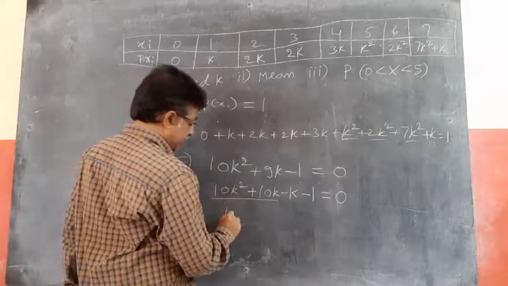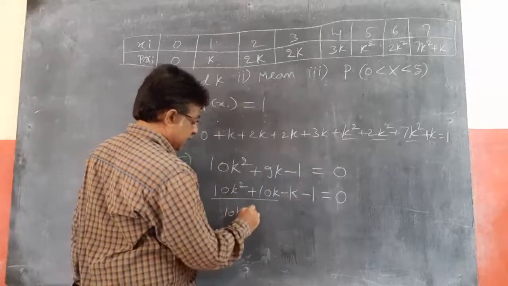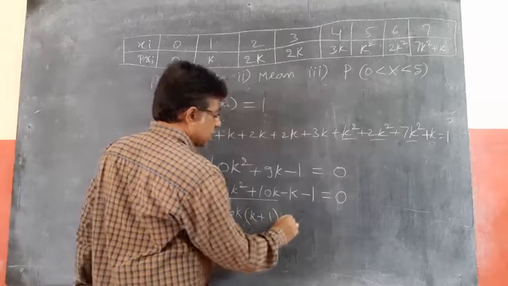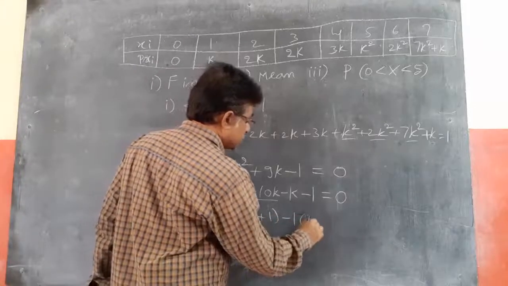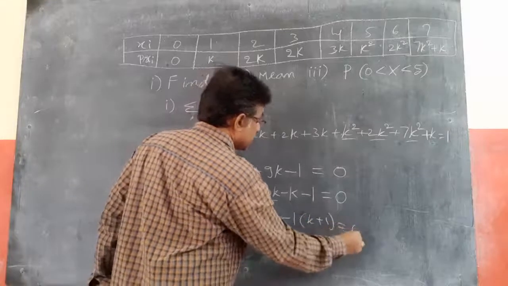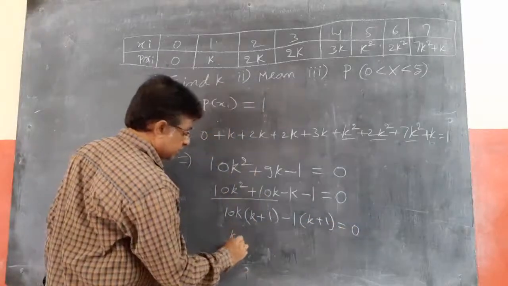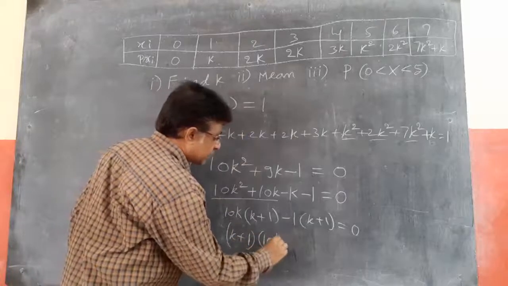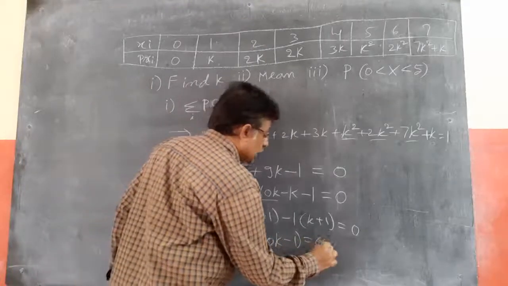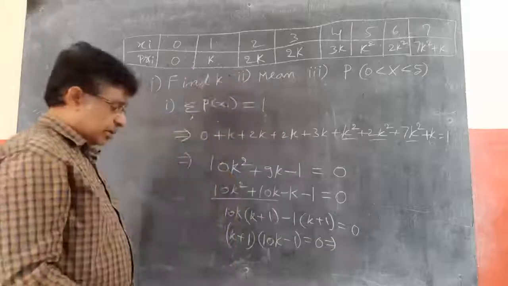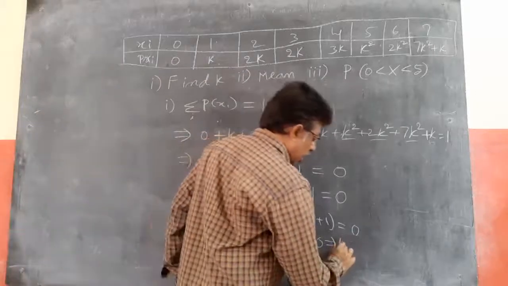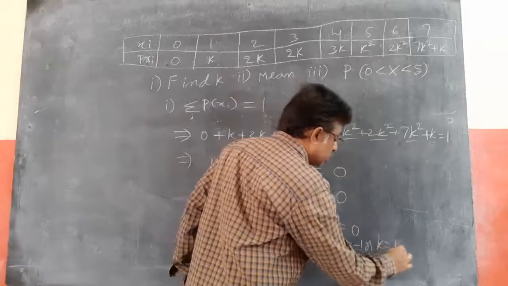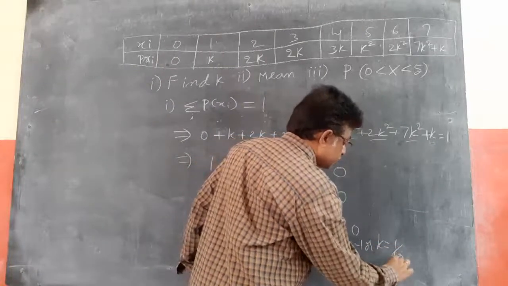Taking 10k common from the first two terms, left out is k plus 1. Taking minus 1 common from the last two, left out is k plus 1. So it becomes k plus 1 into 10k minus 1 equal to 0. This implies k equal to minus 1 or k equal to 1 by 10.